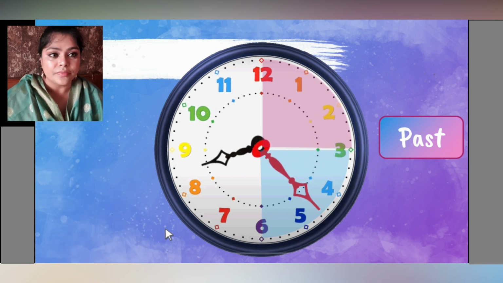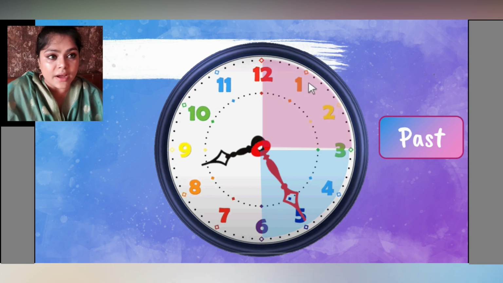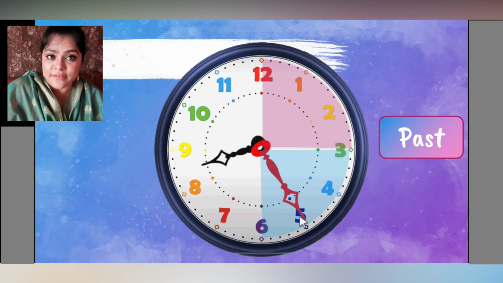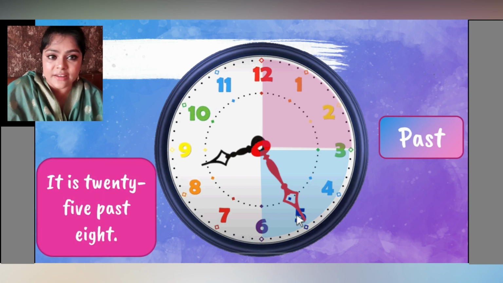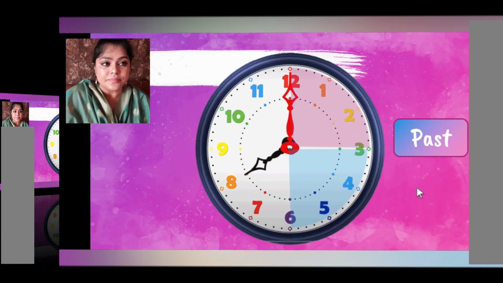Next, the minute hand is on 5. Let's count 5, 10, 15, 20, 25 minutes. So the time is 25 past 8. It is 25 past 8. That means 25 minutes is past for 8 o'clock. Past 8. Okay, now let's see.